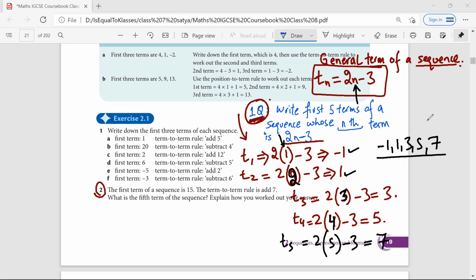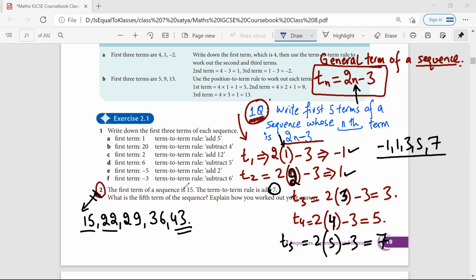Satya, have you understood? Yes, sir. Okay. Question number 2, Shivi. The fifth term would be 43. 15, 22, we need to add 7. So 15, 22, 29, 36, 43. Satya, any doubt? No, sir. I used another method. Can I explain that? Yeah.